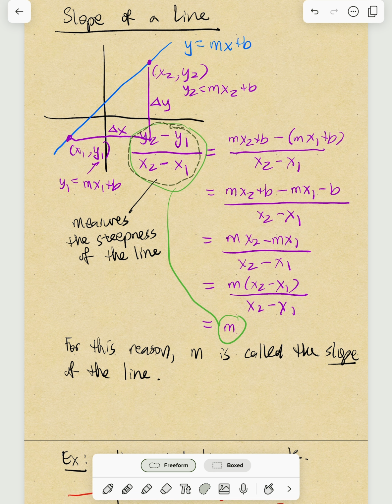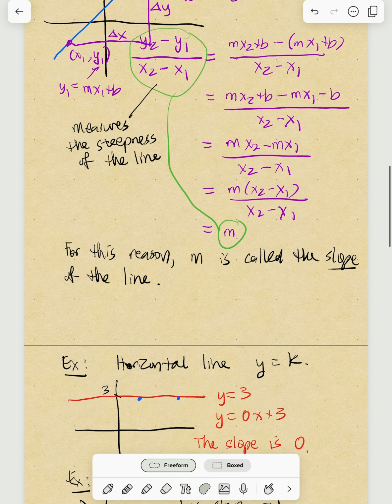Well, y2 is equal to m times x2 plus b. That's because the point x2, y2 is on the graph of the line y equals mx plus b. And similarly, y1 is equal to m times x1 plus b. So therefore, when you plug in those into the numerator, y2 minus y1, you get this. And when you simplify, you do the algebra and you get that y2 minus y1 over x2 minus x1 is equal to m.